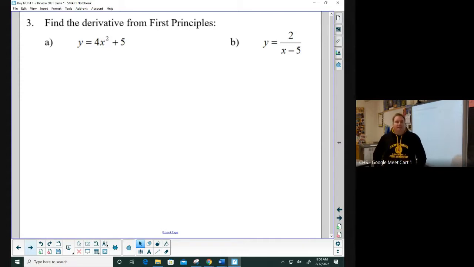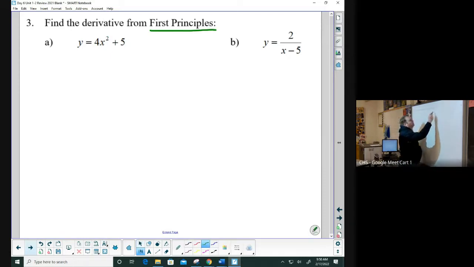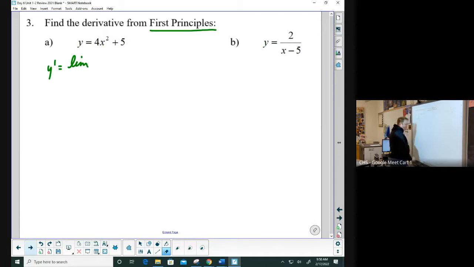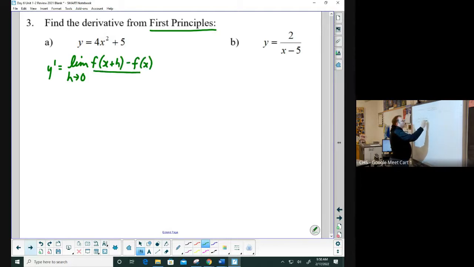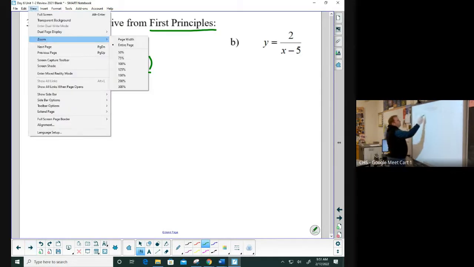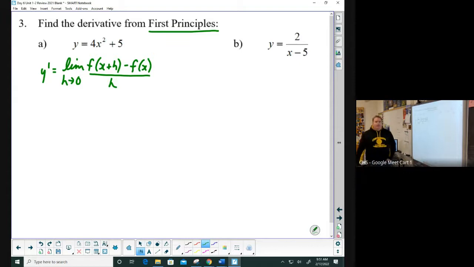So this is from first principles. The question says that, which means we're going to have to use our limit notation. The y prime is equal to the limit as h approaches 0, excuse me, of f at x plus h minus f at x all over h. Okay, that's our formula for derivatives from first principles.